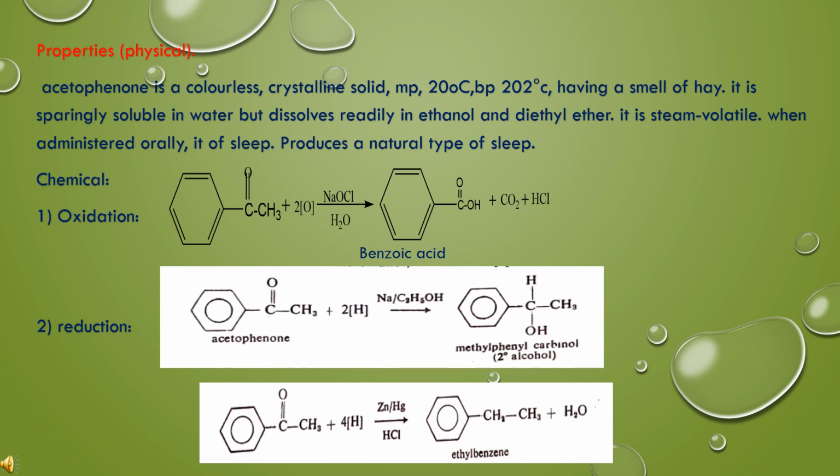Next, chemical properties. Acetophenone undergoes oxidation to produce benzoic acid. Another property is reduction. Acetophenone undergoes reduction with sodium and ethanol. Hydrogen is added to the oxygen and carbon. We get methyl phenyl carbinol. This is a secondary alcohol. Another reduction, with zinc amalgam and hydrochloric acid, gives ethyl benzene. The oxygen on the second carbon is removed and replaced with hydrogen on that carbon, yielding ethyl benzene.